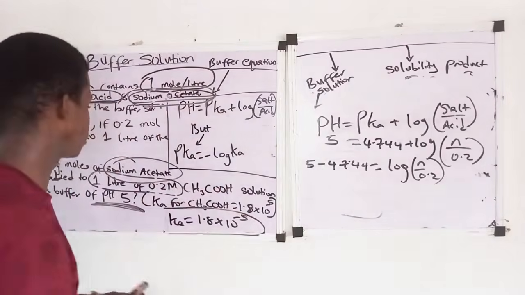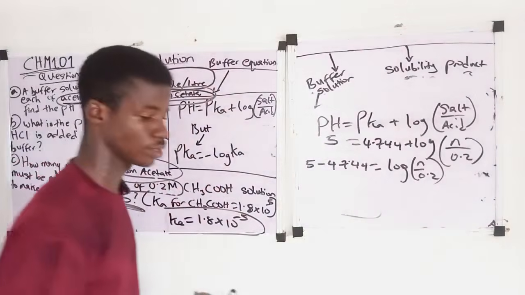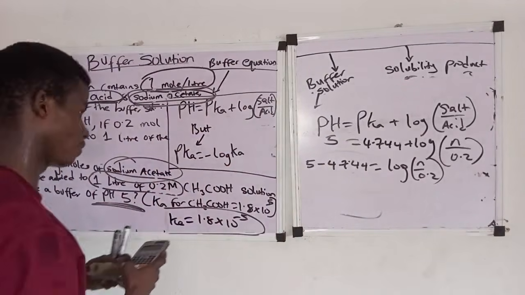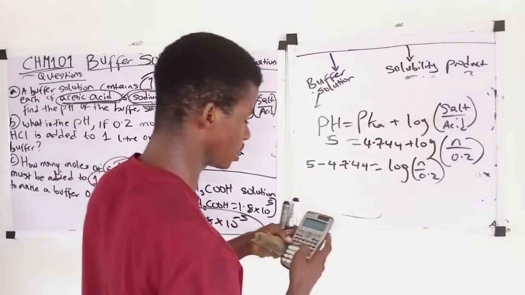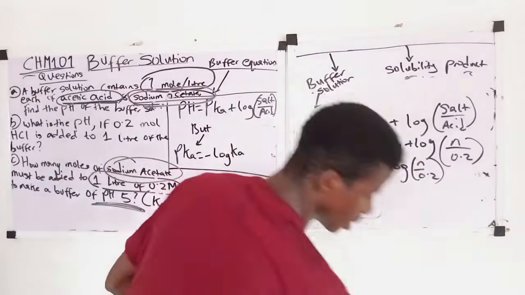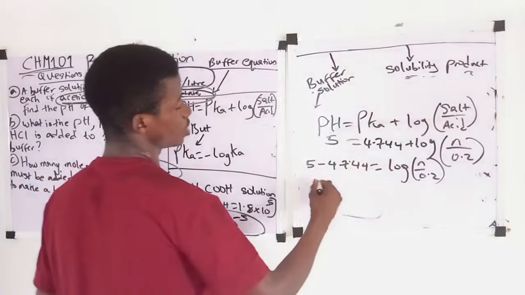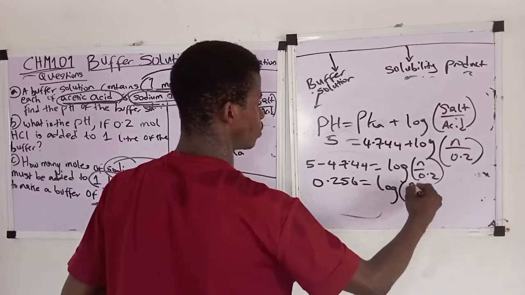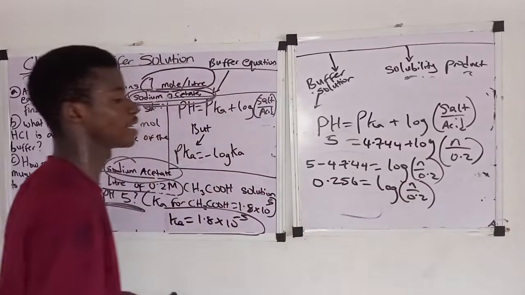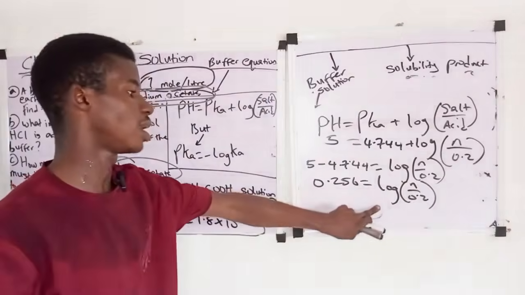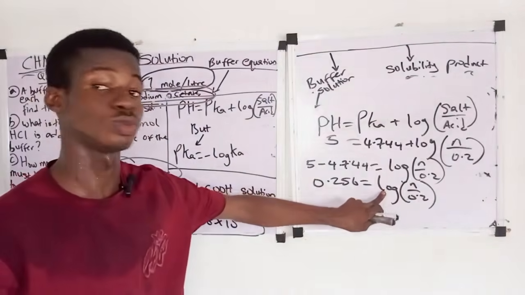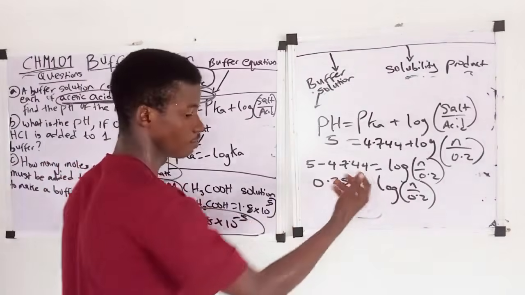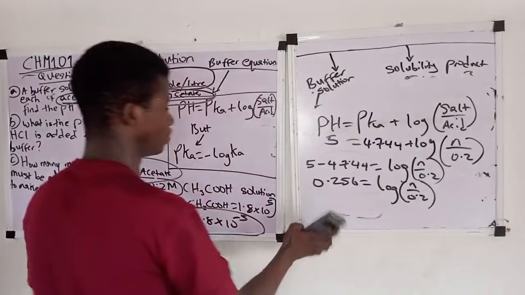Yes. So let's do that: 5 minus 4.744. If we do it, we get 0.256. Don't forget about the log n over 0.2, right? Remember, we want to remove this log, so we take the anti-log of both sides.